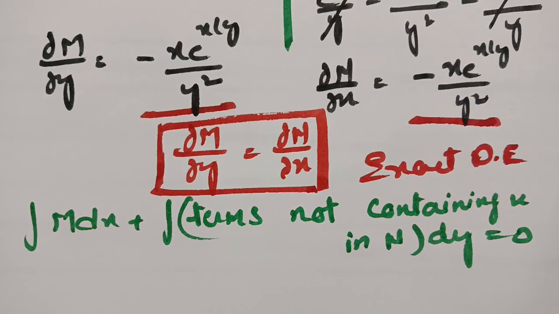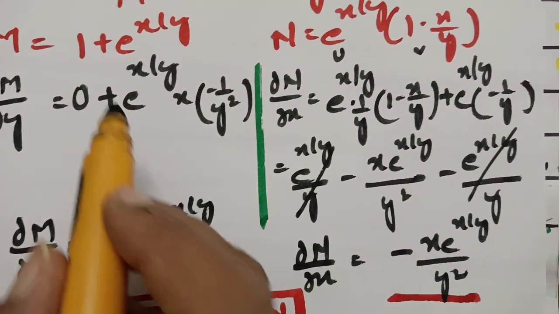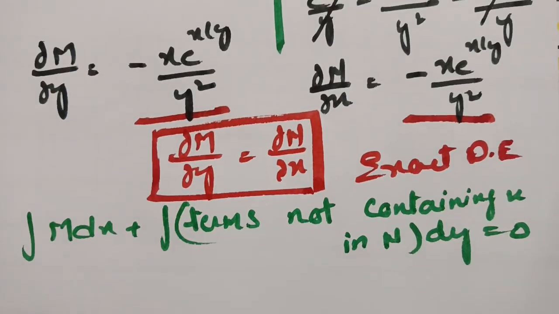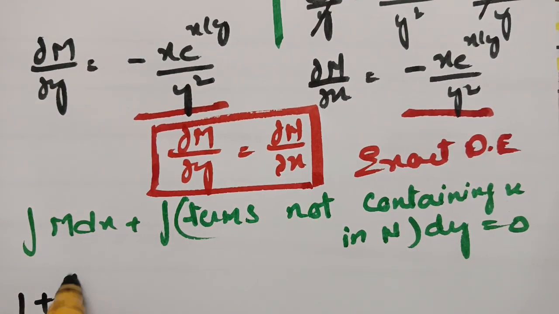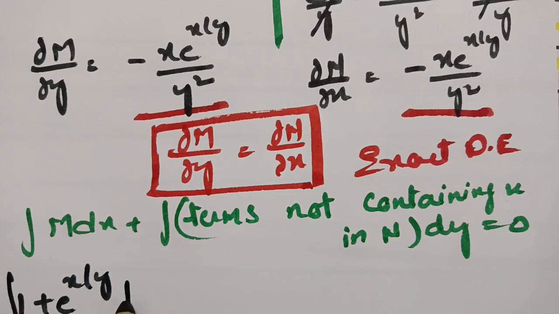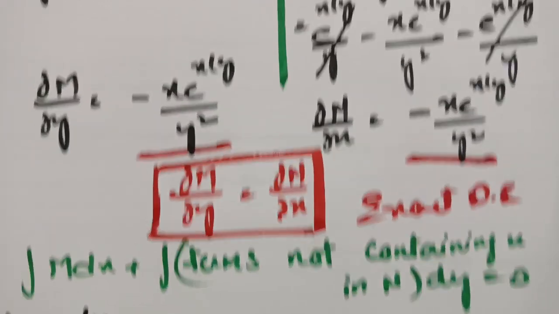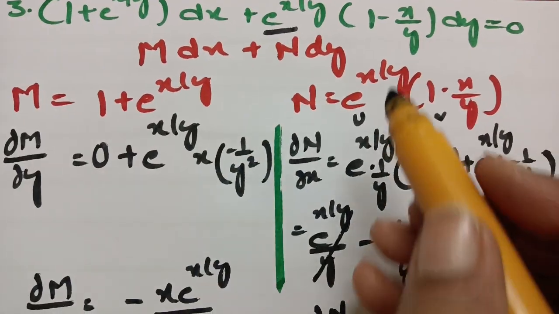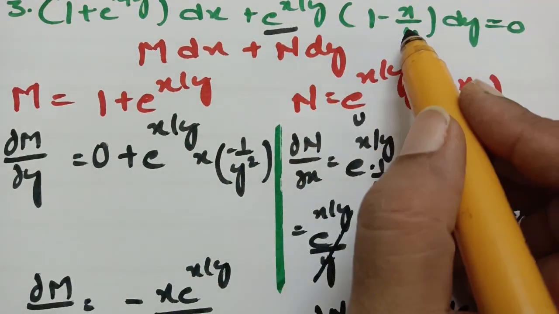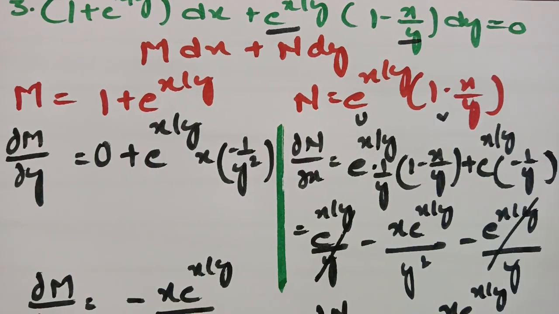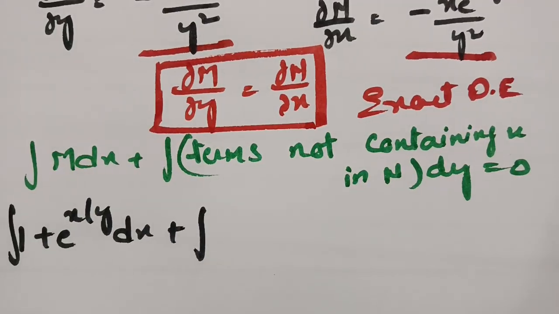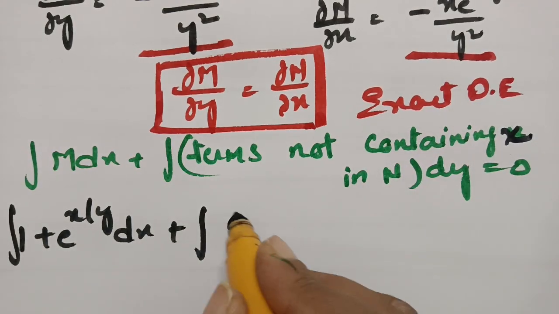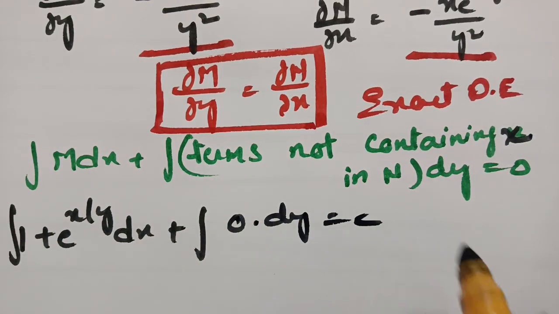See here, so what is m here? So m value is very clear as 1 plus e power x by y. This is integral of 1 plus e power x by y dx plus the terms not containing x. So here there is an x part, leave it, and here if I multiply there will be x, and if I multiply there will be x, and therefore there are no terms containing x. So this value is x in y. So therefore 0 into dy is equal to c.